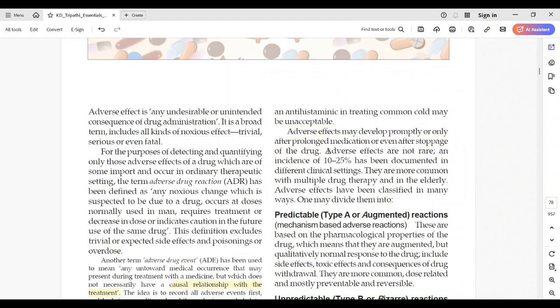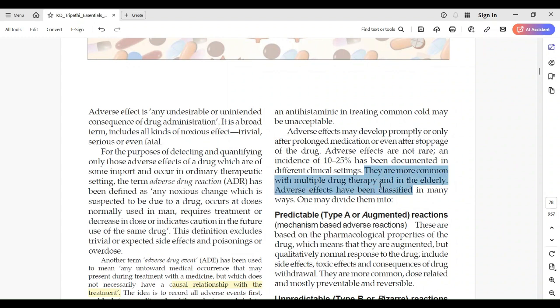Adverse effects are not rare. An incidence of 10 to 25% has been documented in different clinical settings. So each drug causes adverse effects. Only the magnitude of the adverse effect we have to take into consideration while administering the drug to treat a given condition.